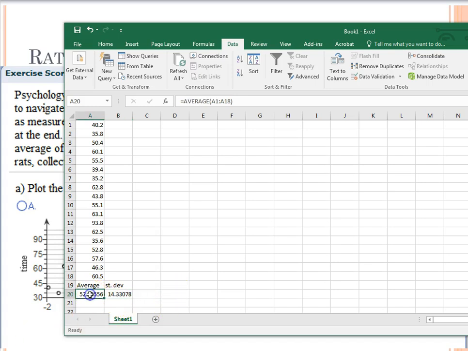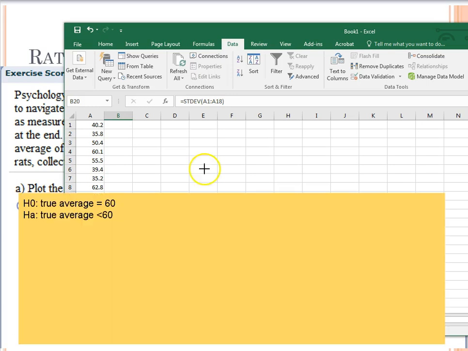This is again the sample average and the sample standard deviation, and that's what we're going to use to solve this problem. So here I've written down what I just found in Excel. The sample average is 52.81 and the sample standard deviation is 14.33. The next step then is to set up our null and alternative hypothesis.